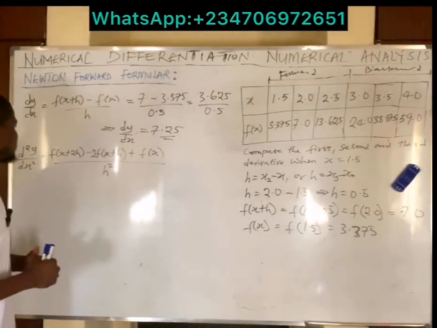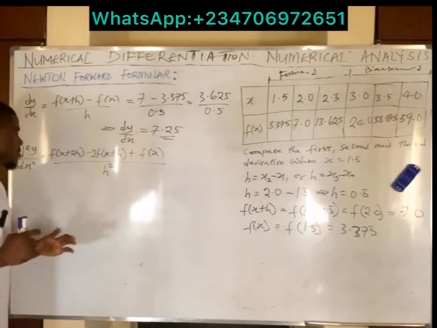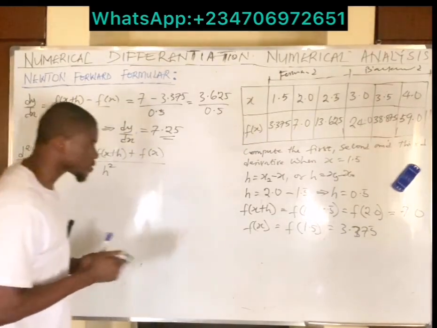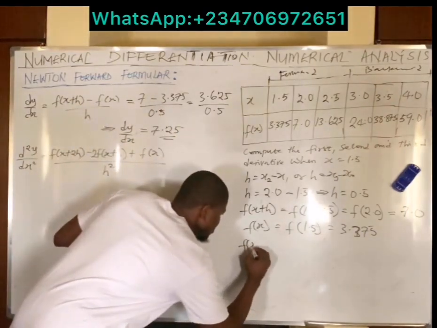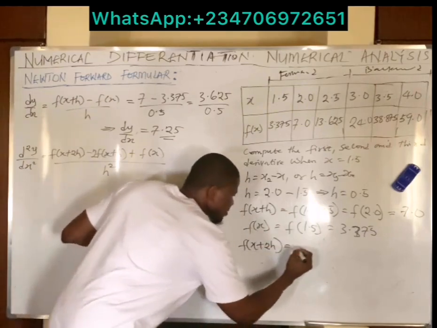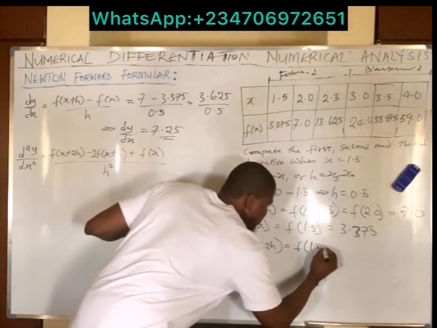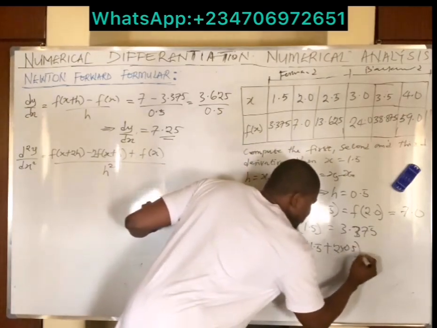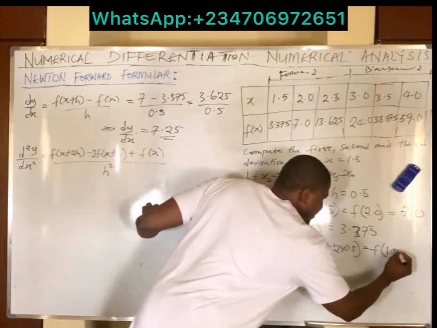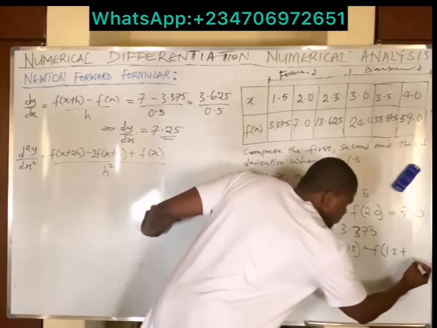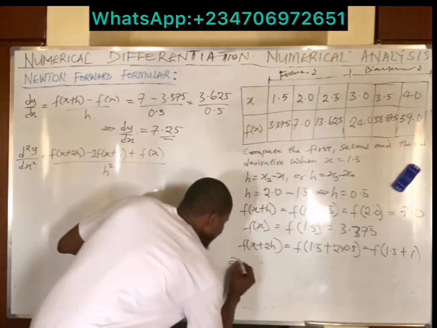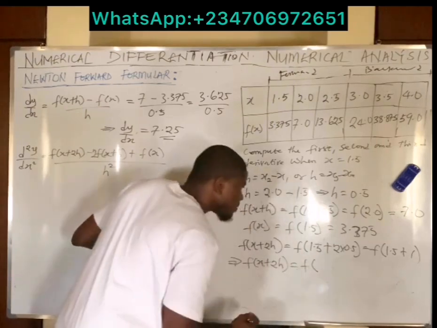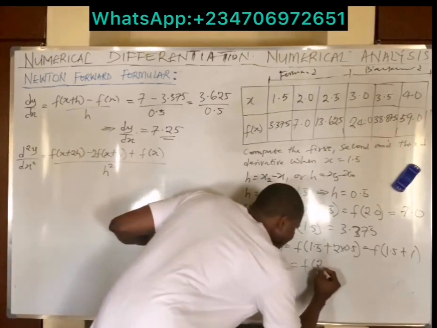So once again, we need to find f of x plus 2h. We already know what f of x plus h is. We know what f of x is. Let's now just look for f of x plus 2h. Okay, so f of x plus 2h simply means f, remember x is 1.5, the point of interest, now plus 2 times the interval. Interval is 0.5 times 0.5. So this simply gives us f of 1.5 plus 2 times 0.5, which is 1. So this implies that f of x plus 2h is actually f of 1.5 plus 1 is 2.5. So that's f of 2.5.